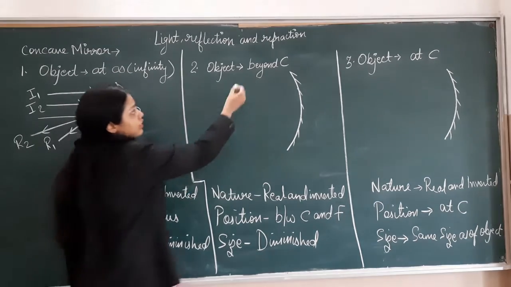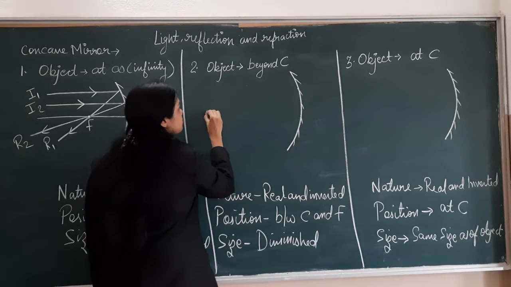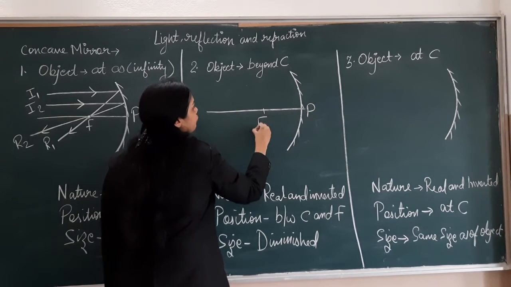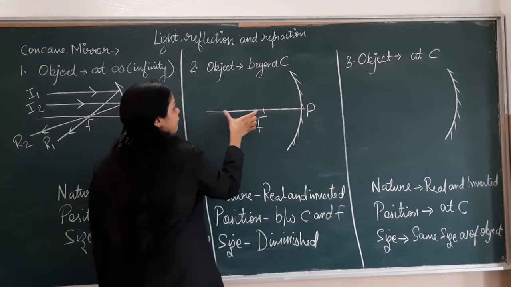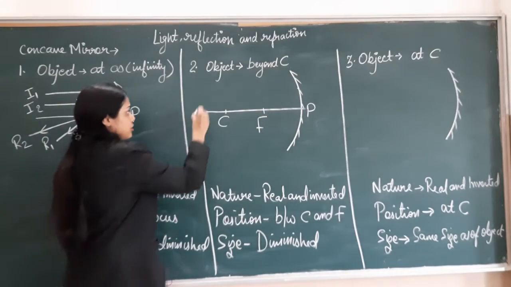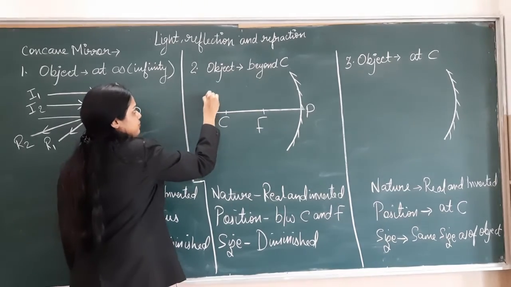Second, we are keeping the object beyond C. It means beyond the center of curvature. This is the pole, the focus, and you have to take F as the midpoint. So this is the center of curvature. We are keeping the object beyond C.